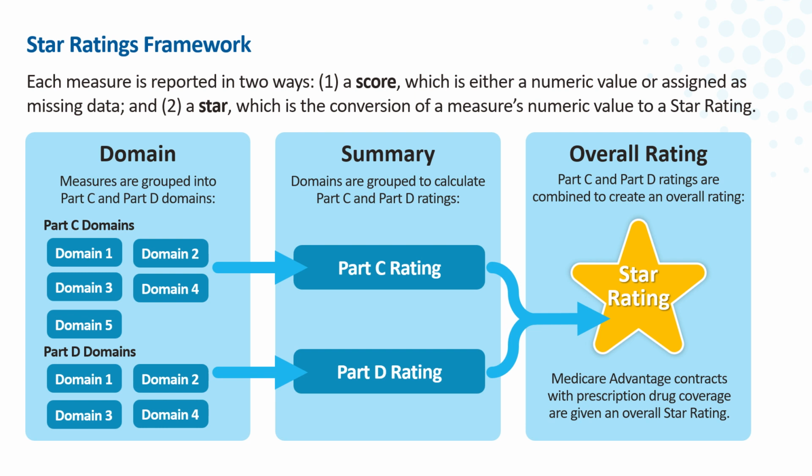As noted earlier, for 2024, a total of 42 measures are used and grouped into the Part C and Part D domains. It is important to note these measures can change year to year, and to the extent that Part C and Part D measures are duplicative of one another, only one instance of those measures is used in the calculation of the overall rating for a Medicare Advantage prescription drug plan contract.